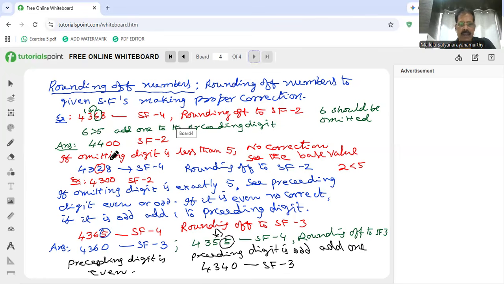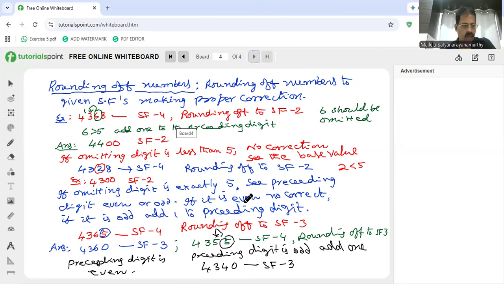Next, if the omitting digit is less than 5, no correction. But see the base value, that is very, very important. So 4328, let it be significant figures 4, rounding off to significant figures 2. So 2 is less than 5, so there is no correction in this, 4, 3 only. But I told you, you have to see the base value. If you put 00, it doesn't change the significant figures.